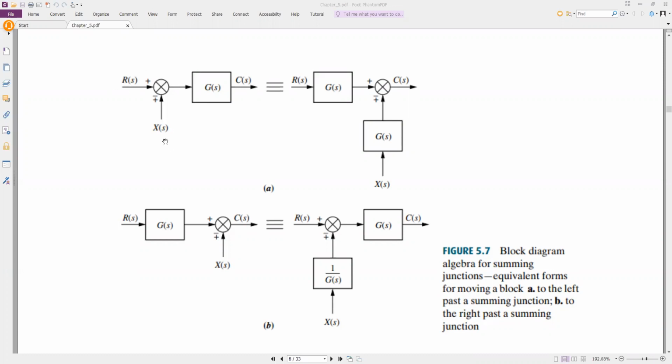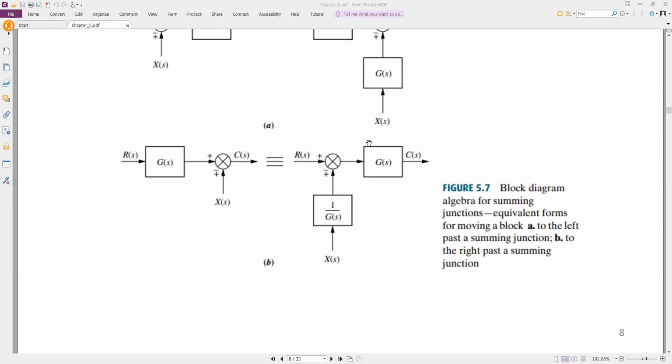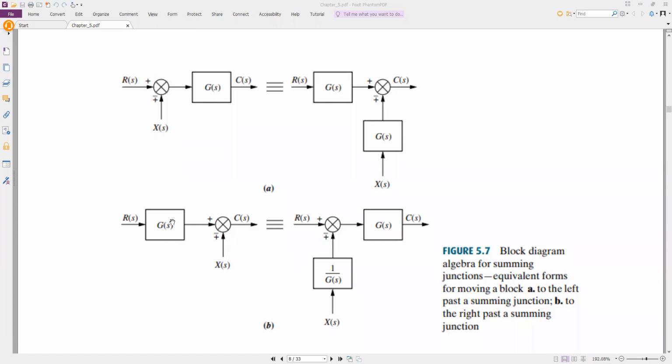See, R(s) into X(s), so it is on the right side. So from the right, we are moving it to the left, right to the left. If you want to do so, then the equation will look like this. Nothing will be changed. But if you want to move from the right to the left, then in the feedback it would be 1 over G(s). From left to the right, in the feedback form, it will be 1 over G(s).